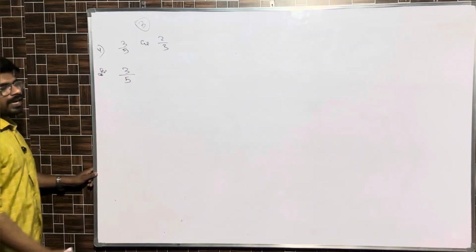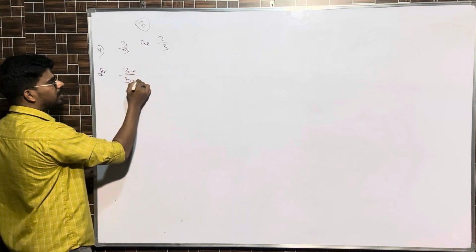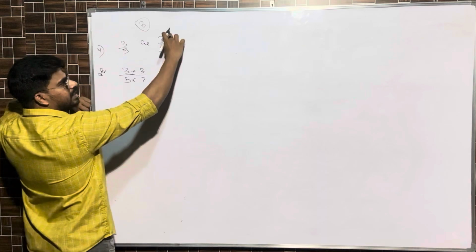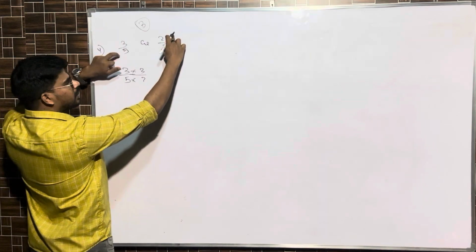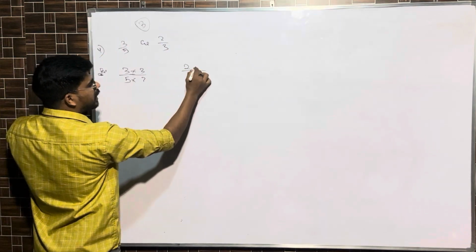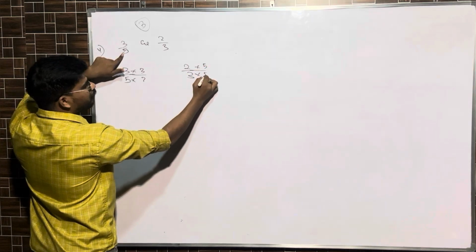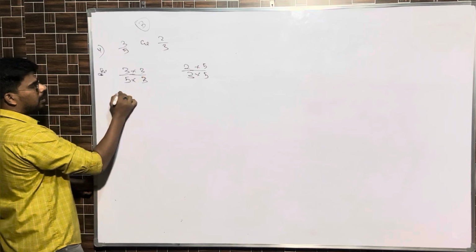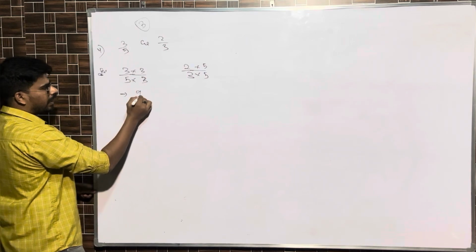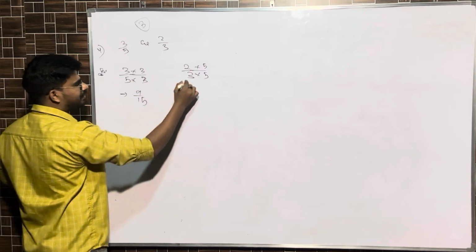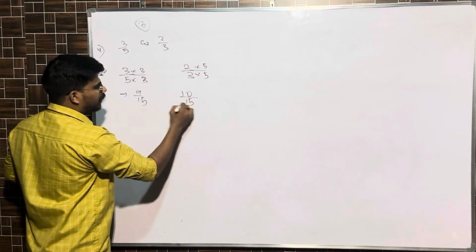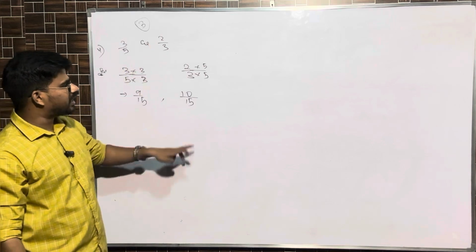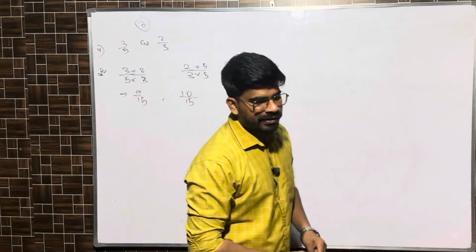Right. 3 by 5, I am multiplying that with what number? 3. This entire fraction is multiplied by the denominator of the other fraction. Right. 2 by 3 is multiplied by 5. What will it become? 3 3s 9, 5 3s 15, 2 5s 10, 3 5s 15. So now the first step is completed. 3 by 5 changed to 9 by 15, 2 by 3 changed to 10 by 15. We have the denominator same.